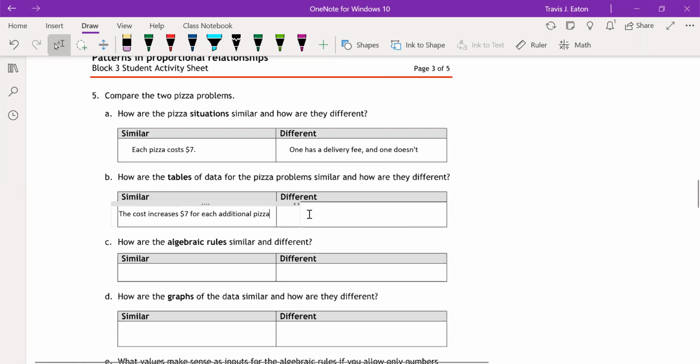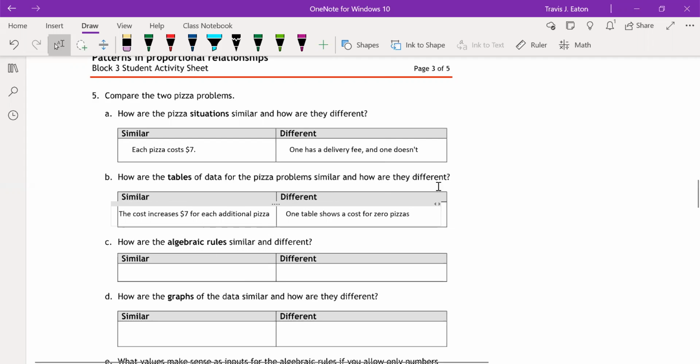Well, one of them has a cost for 0 pizzas. Whoops. Hold on a second here. There we go. One table shows a cost for having 0 pizzas, which is just weird.